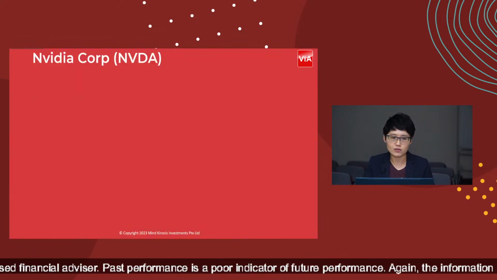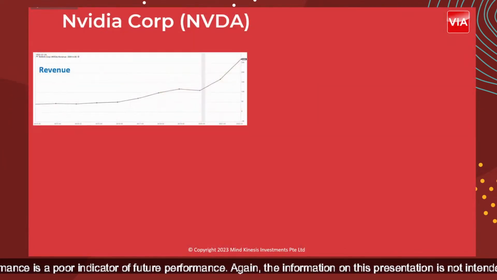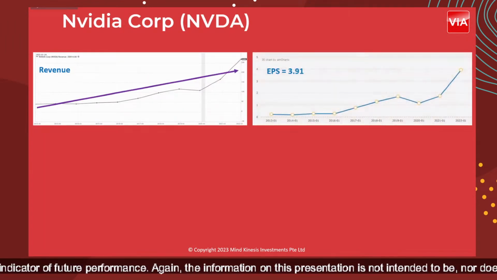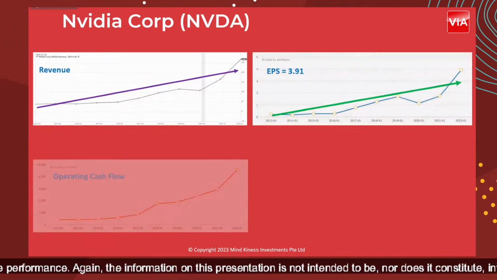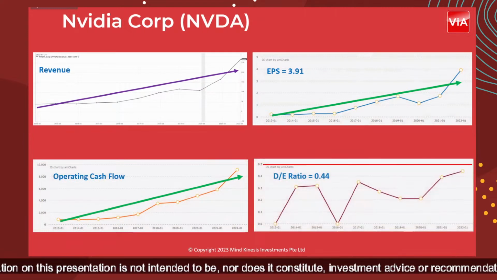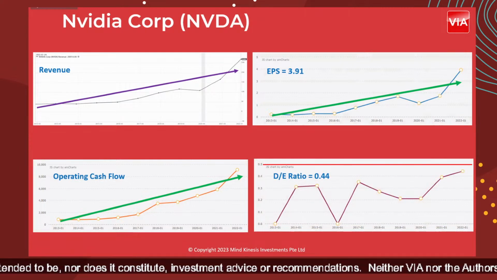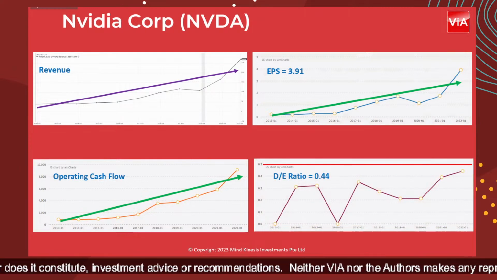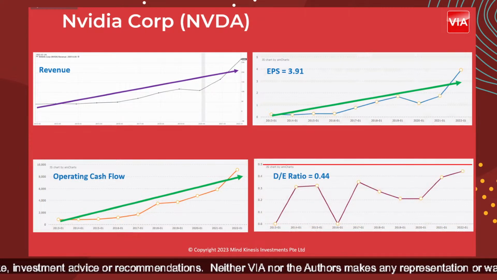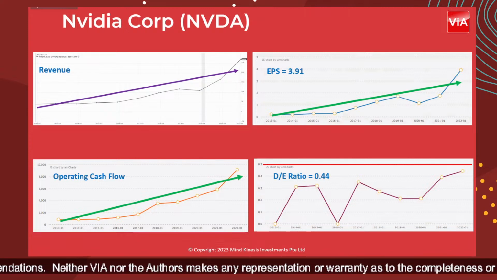So let's look at their financial metrics. Their revenue is also in a positive uptrend. EPS, the same. Cash flow is also the same. And their debt is actually below 0.5. But we can see that in 2021 and 2022, it has slightly increased. So if investors are interested in this company, they should further monitor it.